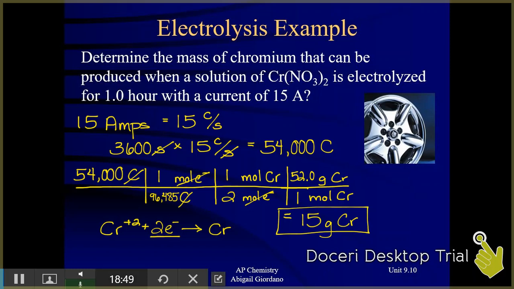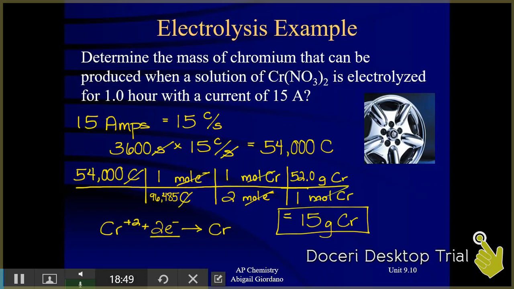So if I wanted to plate a hubcap with chromium so it's beautiful and nice and shiny, I could take that hubcap, submerge it in a solution of chromium nitrate, force a current of 15 amps and run it for 1 hour, and that would deposit or electroplate 15 grams of chromium on that hubcap. Okay, so it's all just a matter of following the units.